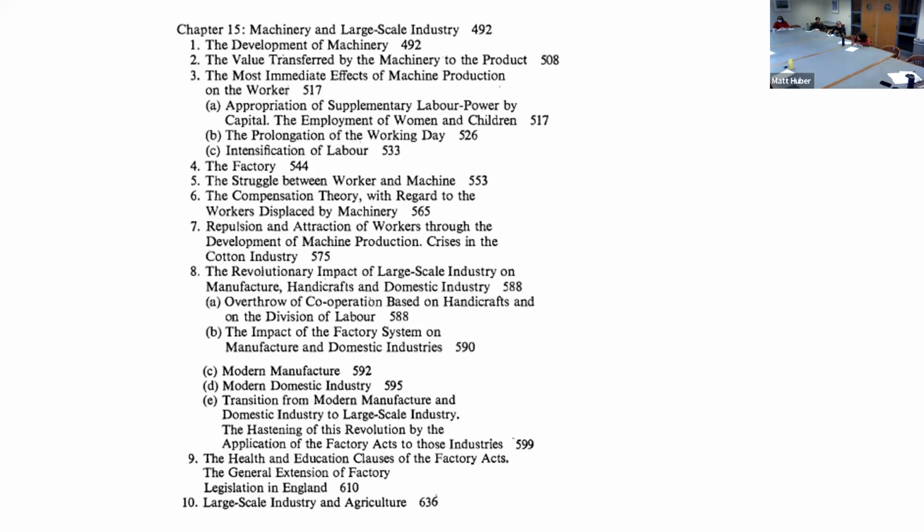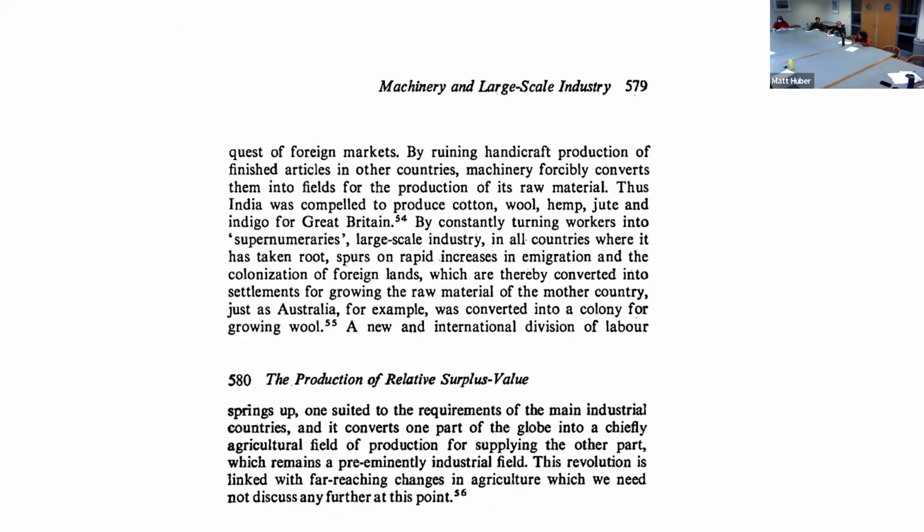But first, he throws in a little paragraph on what machine production also does. By ruining handicraft production of finished articles, machinery forcibly converts them into the fields for production of its raw material. Thus, India was compelled to produce raw materials, cotton, wool, hemp, jute, and indigo for Great Britain. By constantly turning workers into surplus, large-scale industry in all countries where it has taken root spurs a rapid increase in immigration.